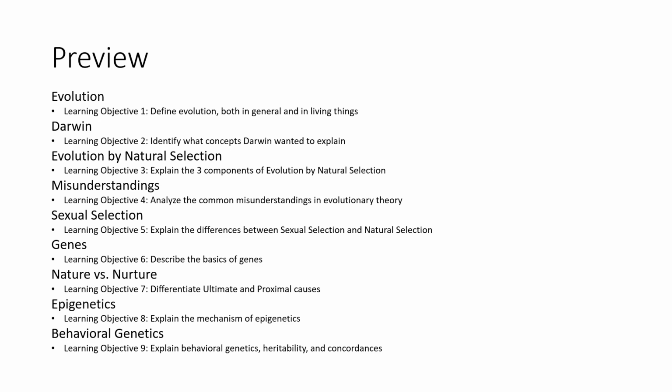In this lecture, we're going to be talking about evolutionary theory. So the learning objectives: we're going to first look at defining evolution, both in general and in living things. Then we're going to look at identifying what concepts Darwin wanted to explain, explaining the three components of evolution by natural selection, analyzing the common misunderstandings in evolutionary theory, and explaining the differences between sexual selection and natural selection.